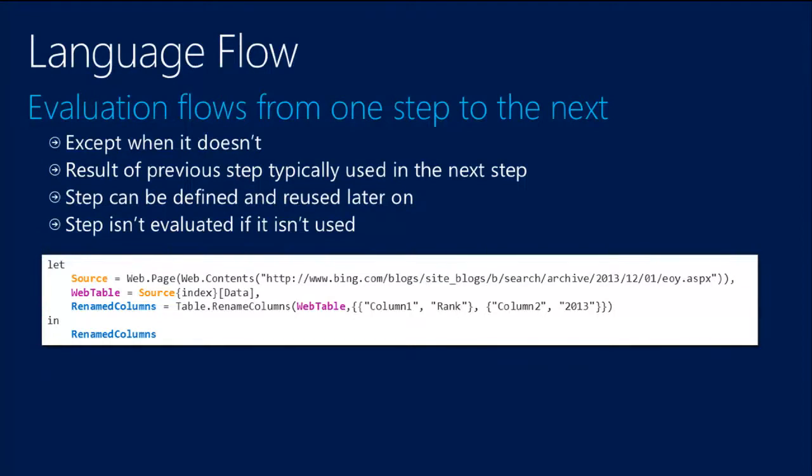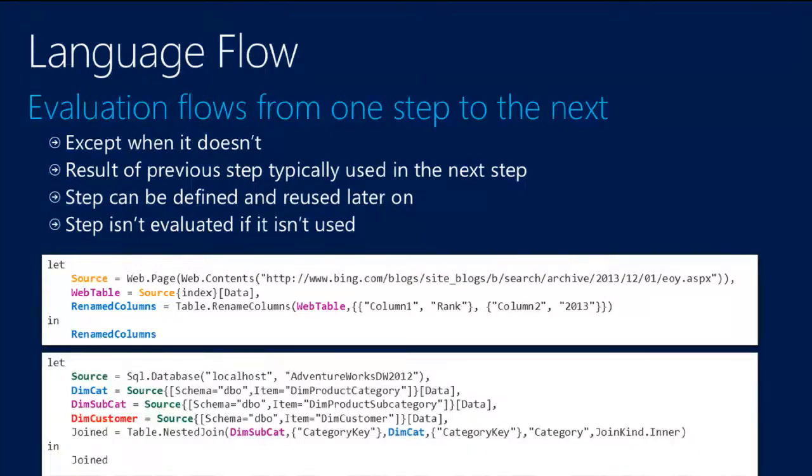Okay, so this is a case where you see it flows from one step to another. And this was the main thing I had to wrap my head around when I first started writing M. I didn't really understand the structure. It's a bit different from some other programming languages. But if you think of it from a data transformation point of view, it makes sense, right? Your values typically flow from one step to another, except for when they don't, like we do in this join example. So here I'm defining my source step and then using source multiple times.